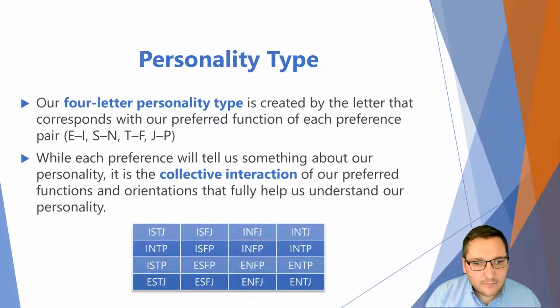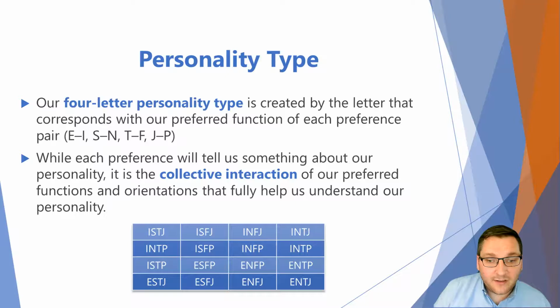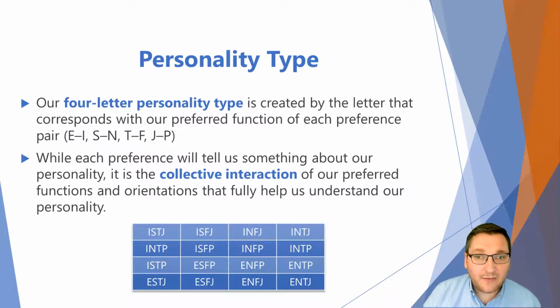The combination of our four preferences between E and I, S and N, T and F, J and P come together to form our personality type. While each preferred function or orientation can tell us a little bit about ourselves, the collective interactions of all four functions and orientations working together forms our personality and how we understand it and compare it to others of similar types.